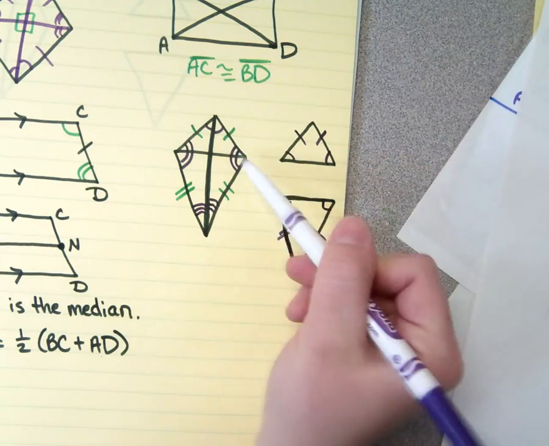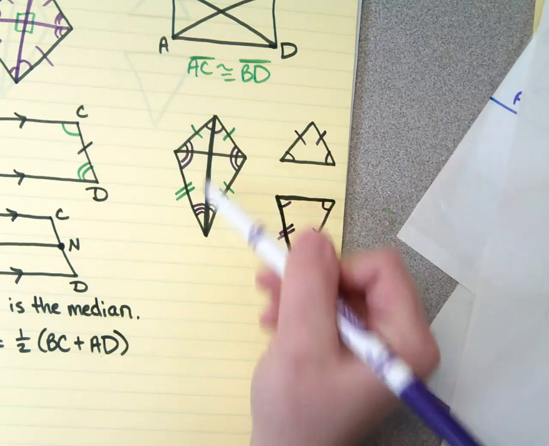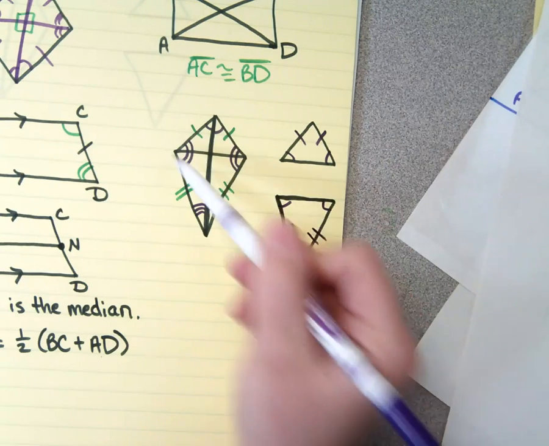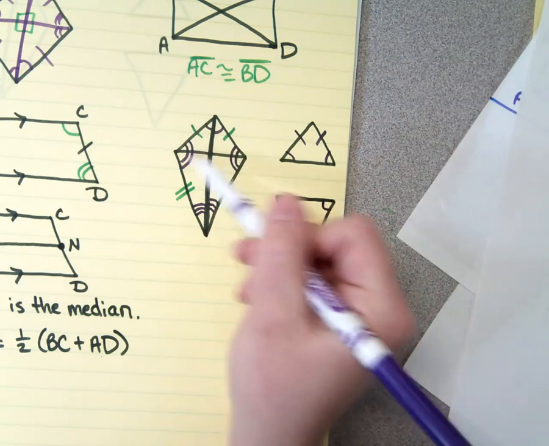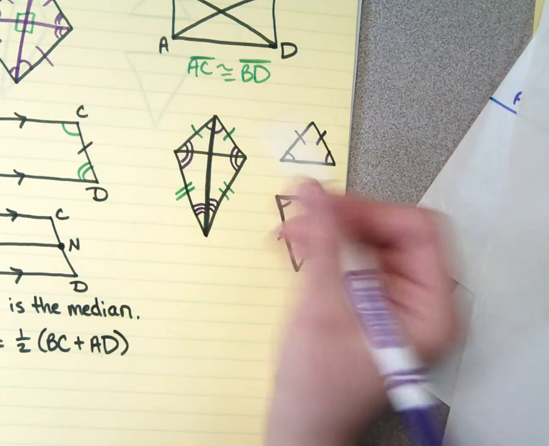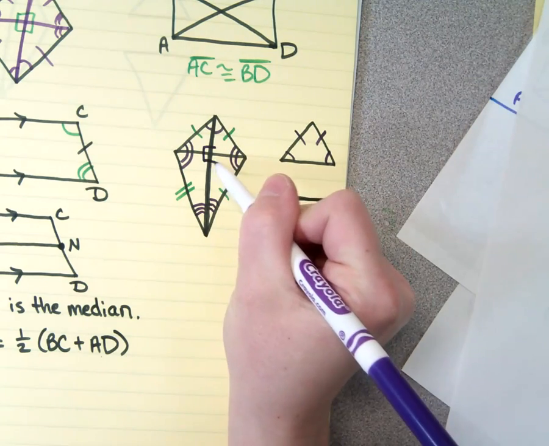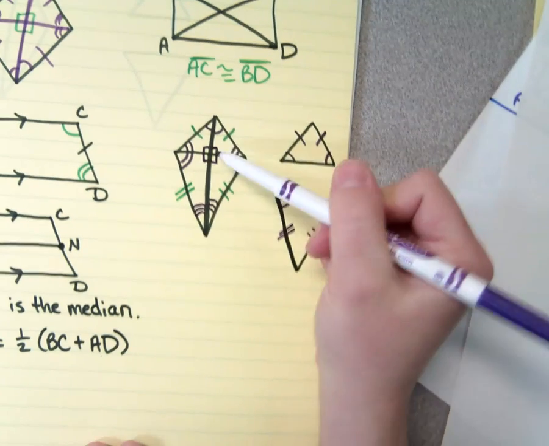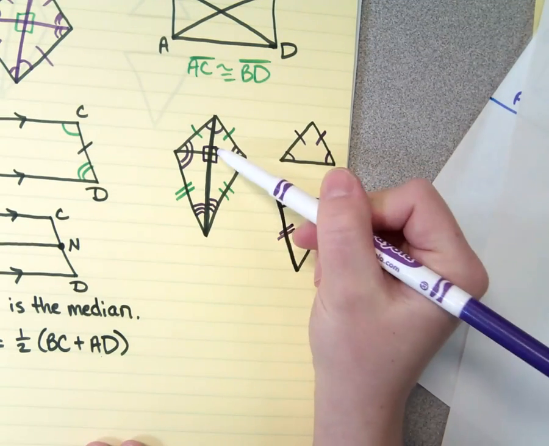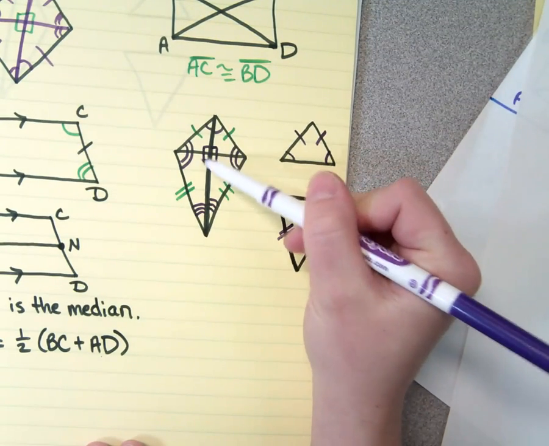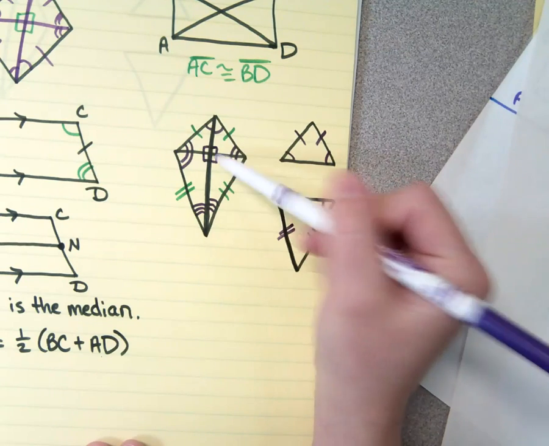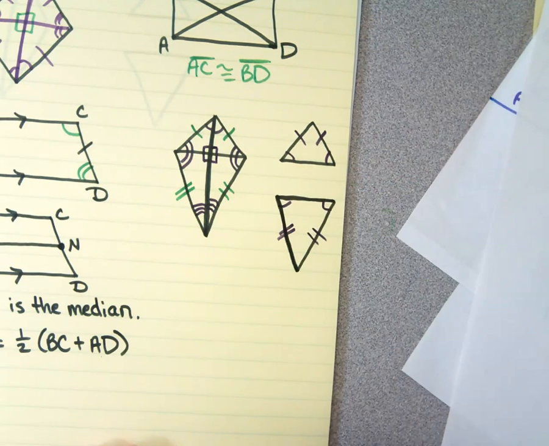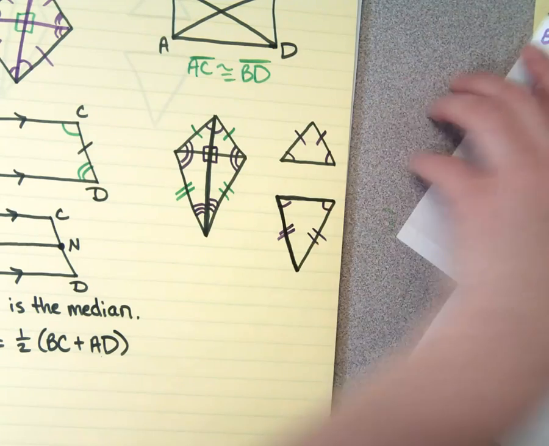So if diagonals are perpendicular, what does that mean? They form 90-degree angles in the center. What other shape does that? Parallelogram. Not the parallelogram. The rhombus. The rhombus also has diagonals that are perpendicular, so the rhombus also has 90-degree angles in the center. So now the kite has 90-degree angles in the center, and the rhombus has 90-degree angles in the center.